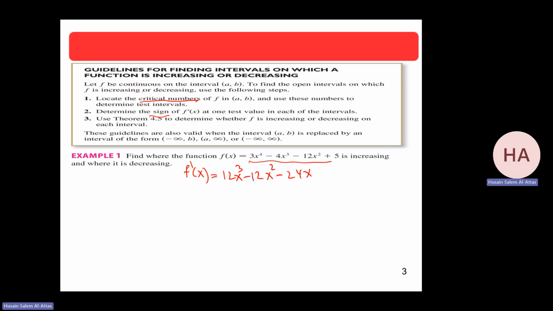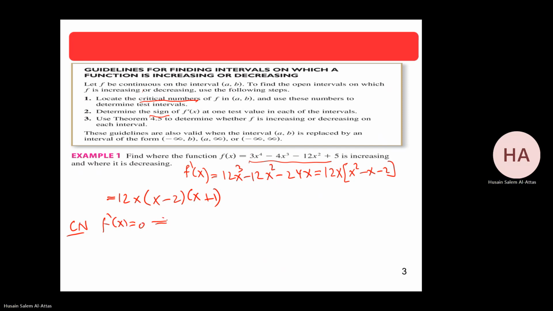To find the zeros, I can take 12x as a common factor. I have x squared minus x minus 2, and that gives me 12x times this, which I can factor: x minus 2 times x plus 1. Is it? Yes, minus 2x plus x is minus x, so everything is okay. Now to find the critical numbers, I will make f prime equal 0. So I have x equal 0, x equal 2, x equal minus 1.